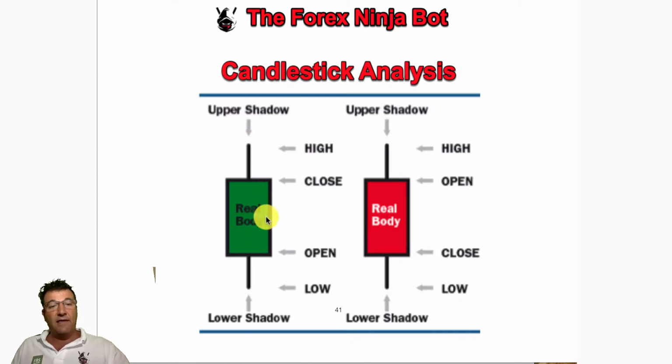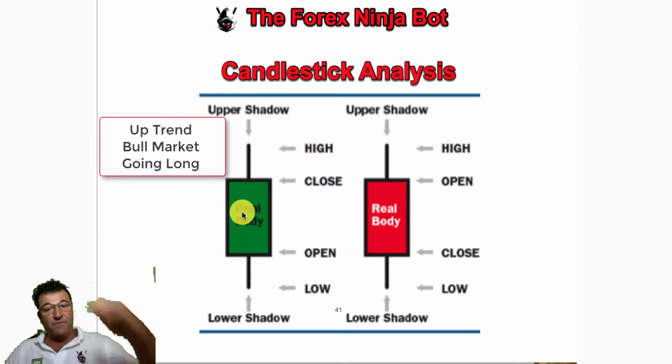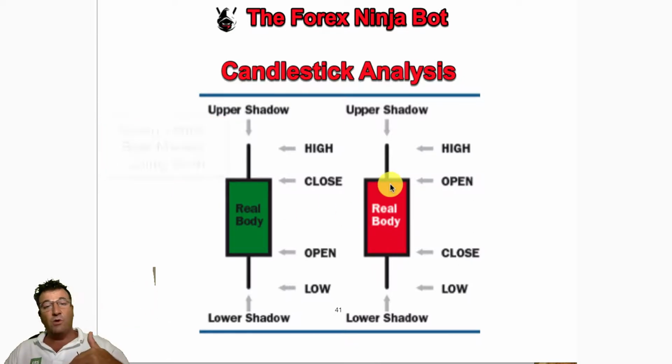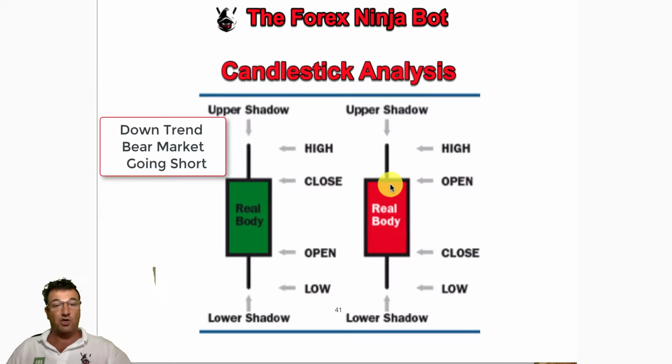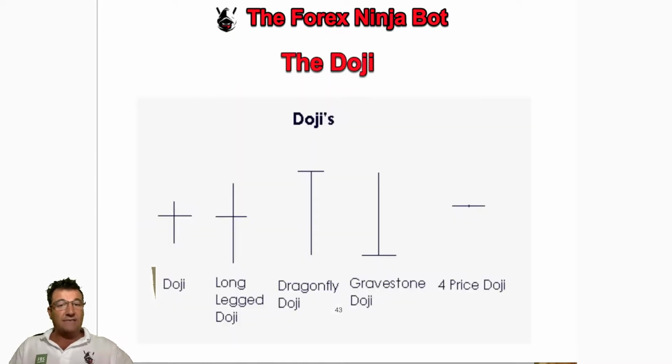The body for a bull trending candle, which means the currency is going up, is in green. And if the currency is trending downwards, which means that people are going short, it is filled out in red. These little shadows are also called a wick. So there's lots of information available in these candlestick formations. Cool. So let's look at a doji.